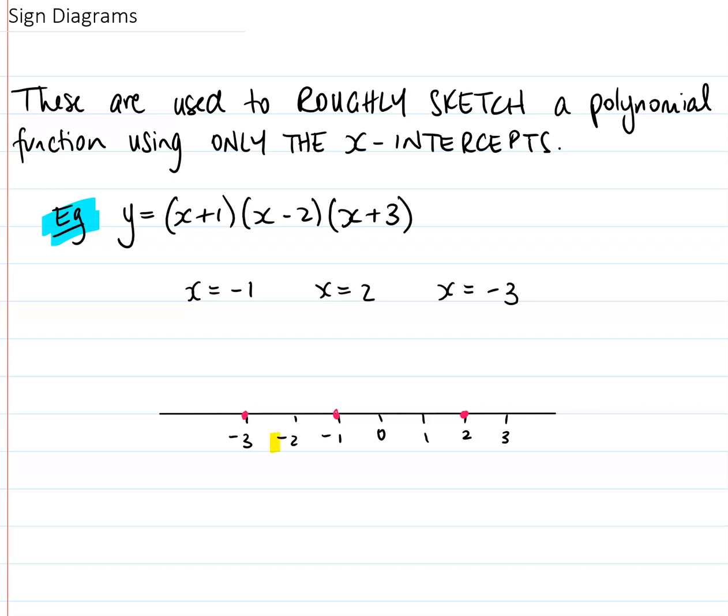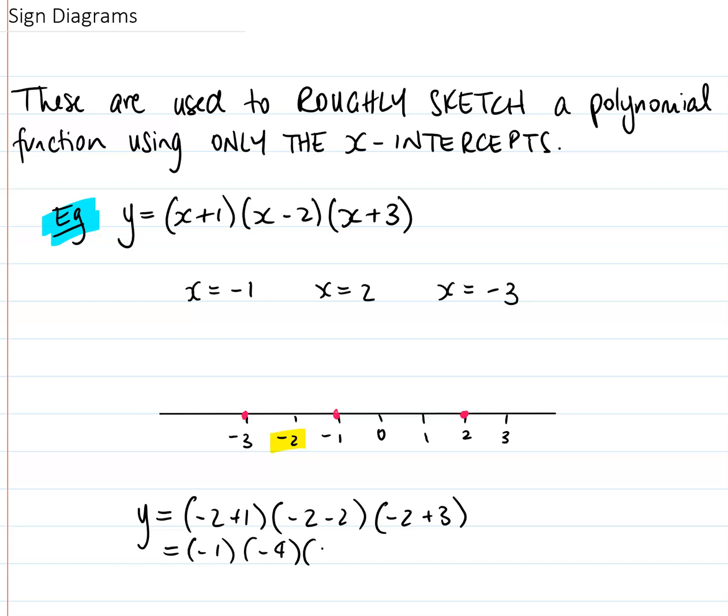So I'm going to take x equals -2 and replace my x values with that value to get y equals -2 plus 1 times -2 take 2 times -2 plus 3, which equals -1 times -4 times 1, which equals 4. 4 is a positive number, so I know that in this particular section of the graph here at -2, the line will sit above the x-axis.